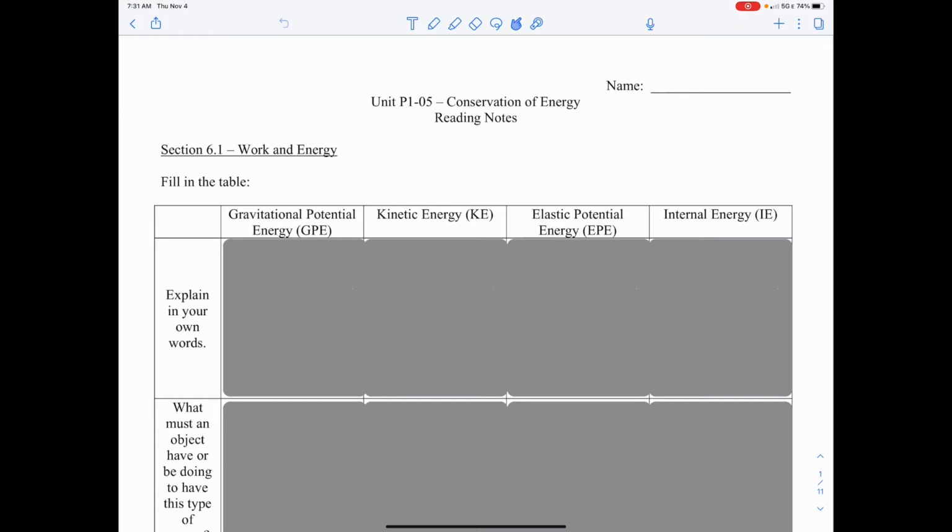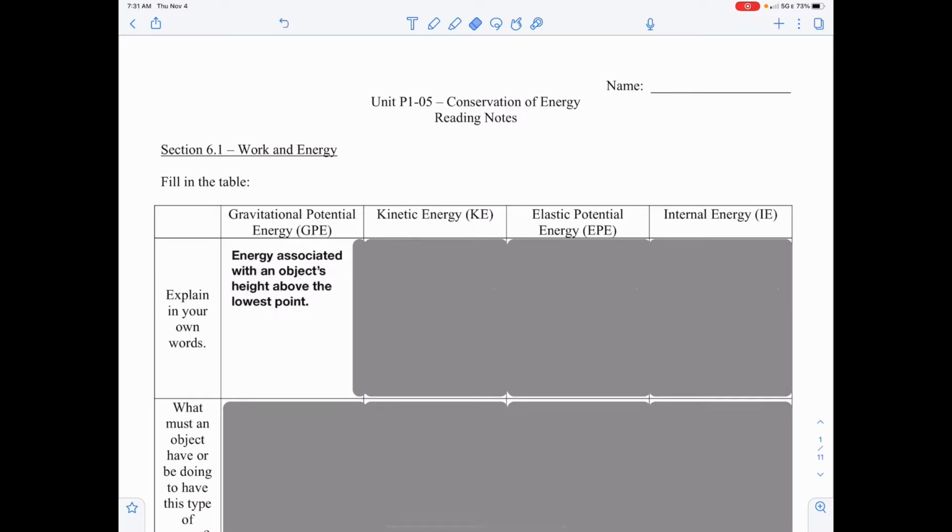Fill in the table. The first row, we want to explain gravitational potential energy, kinetic energy, elastic potential energy, and internal energy in our own words. Well, here's how we can describe these energies. Gravitational potential energy, which we will abbreviate GPE, is the energy associated with an object's height above the lowest point, or energy of position.